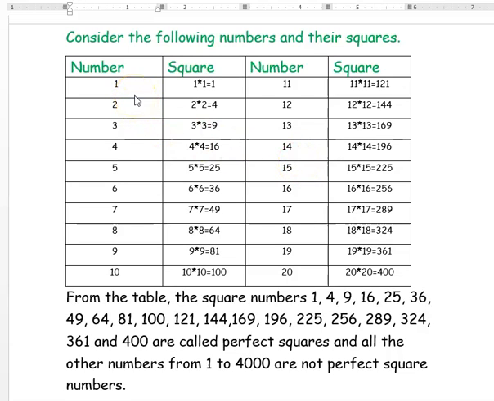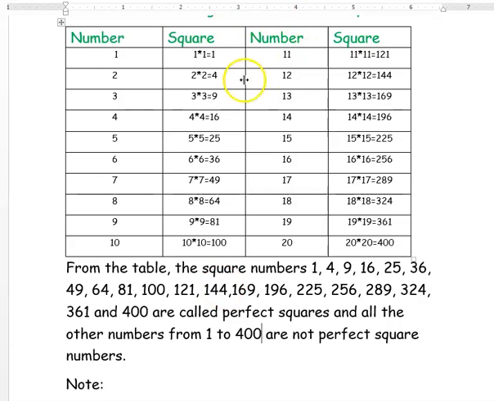The numbers 1, 4, 9, 16, 25, 36, 49, 64, 81, 100, 121, 144, 169, 196, 225, 256, 289, 324, 361 and 400 are called perfect square numbers for the natural numbers from 1 to 20. All the other numbers from 1 to 400 are not perfect square numbers. Now with this table, we come to a few conclusions.